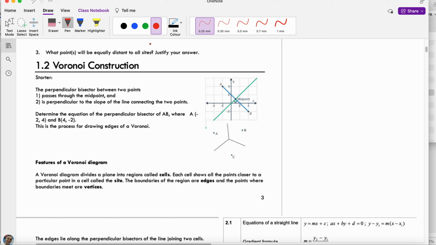We're going to construct them. So just some quick vocabulary. Remember that each one of these are called sites, and the boundaries that split the distance between the sites in two, those are called edges. And all of the region that is on one side of the boundary is then called a cell. So let's look at how we actually construct them.